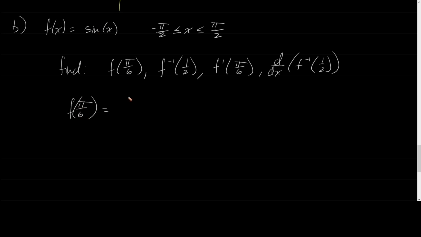F of pi over 6, well, that's just saying sine of pi over 6. Sine of pi over 6 is 1/2. Okay, next thing, f inverse of 1/2.